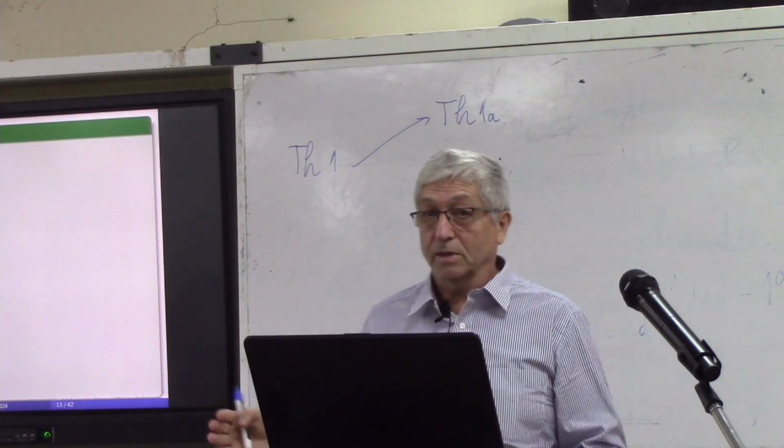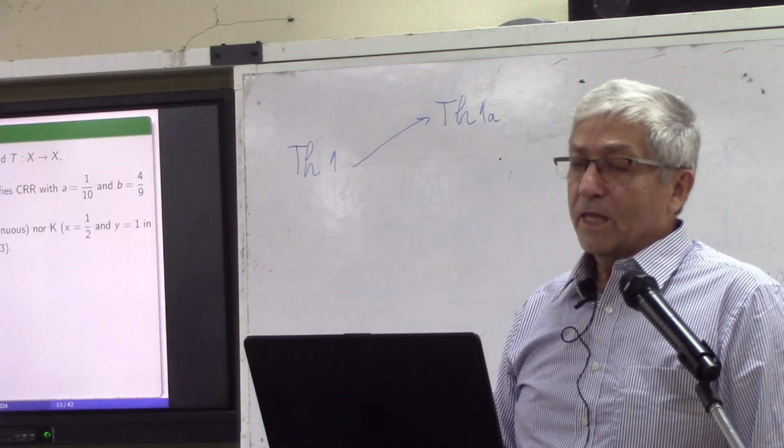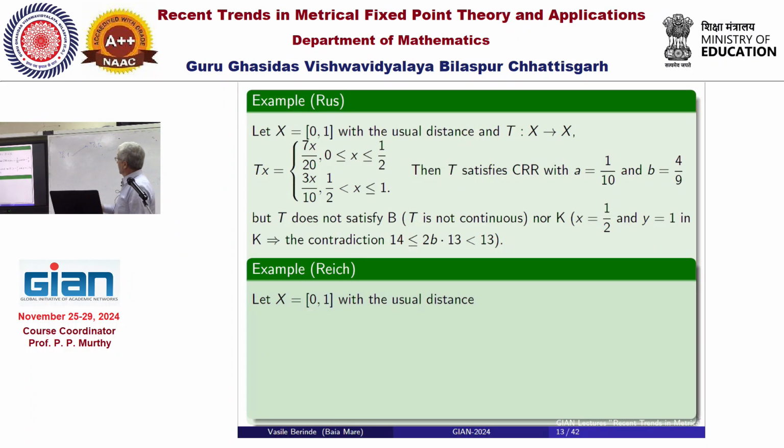theorem does not work. So these three mathematicians, Rus, Ćirić, and Reich, all did this. So Rus presented this example. He has shown that this mapping T satisfies the CRR, Ćirić-Reich-Rus condition, but satisfies neither Banach, because T is not continuous, nor the Kannan contractive condition, because we have this contradiction taking x equal to 1/2 and y equal to 1.